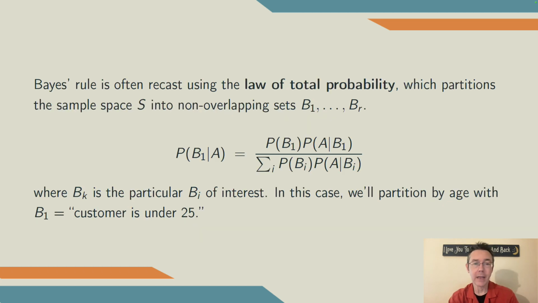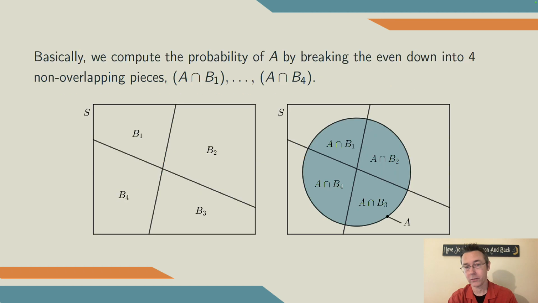Bayes' rule is often recast using the law of total probability, which basically tells us how to evaluate that denominator, the probability of A. It does that by partitioning the sample space into non-overlapping sets, B1 up to BR. In our case, we're going to partition by age. So we're going to have four events, B1, B2, B3, and B4, corresponding to the different age categories. Ultimately, we're going to be interested in the probability of B1, that the customer is under 25, given A. In other words, that they've actually made a purchase.